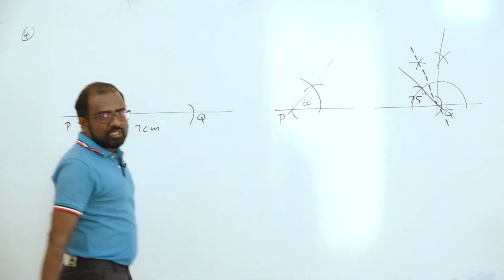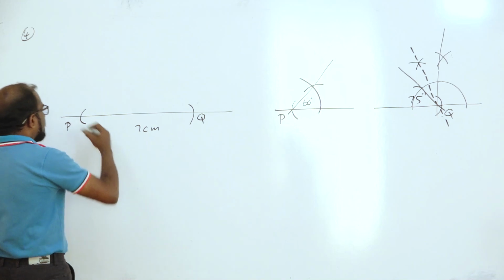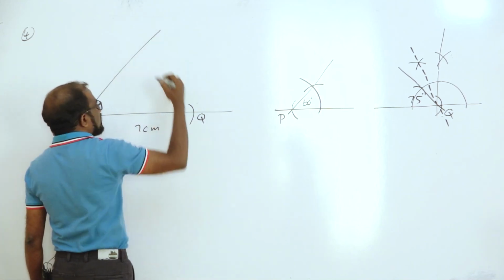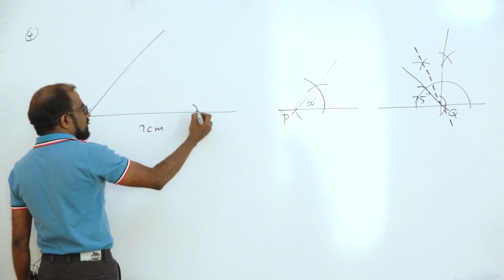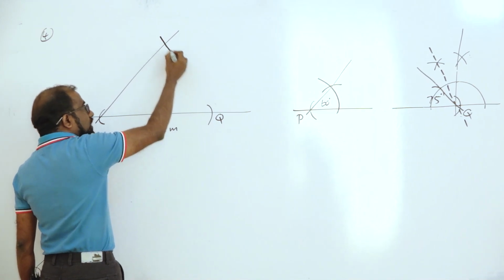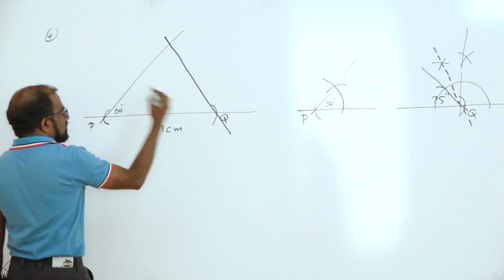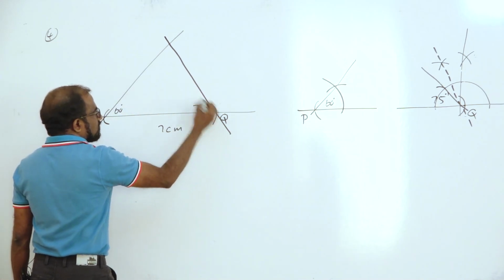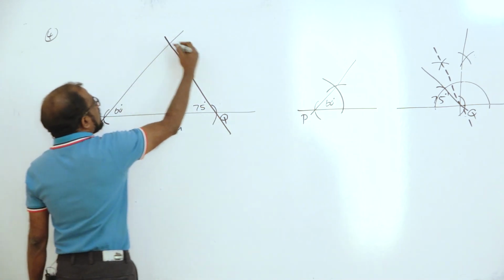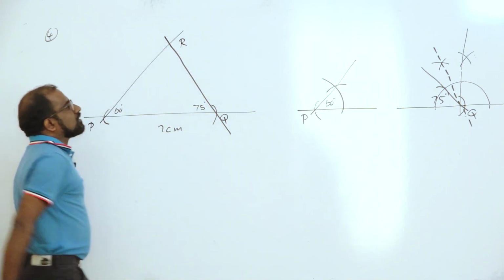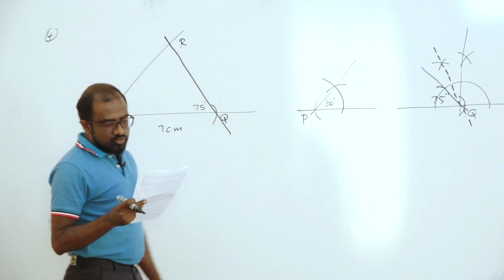So here a 60-degree angle and a 75-degree angle. You can't draw everything at once on a small whiteboard. So here 60 degrees, 75 degrees. Here you have point R. That's how you have to construct that triangle.